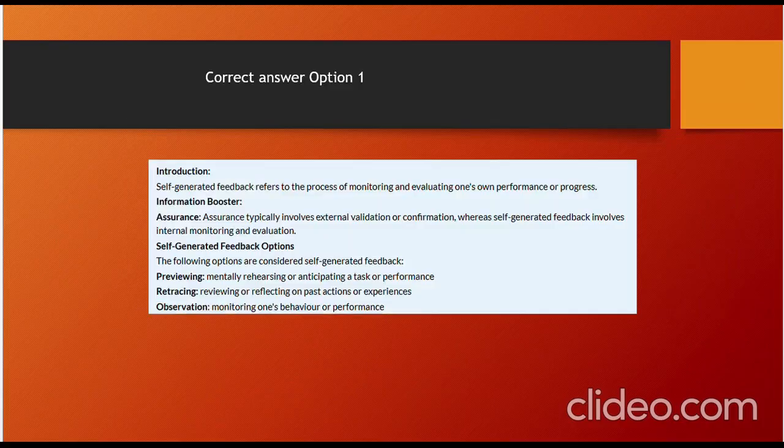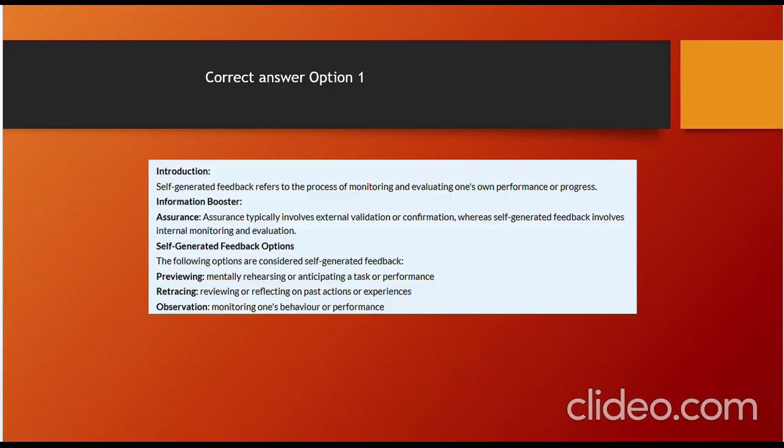So the question asks about self-generated feedback. It refers to the process of monitoring and evaluating one's own performance or progress. Assurance typically involves external validation or confirmation, whereas self-generated feedback involves internal monitoring and evaluation.